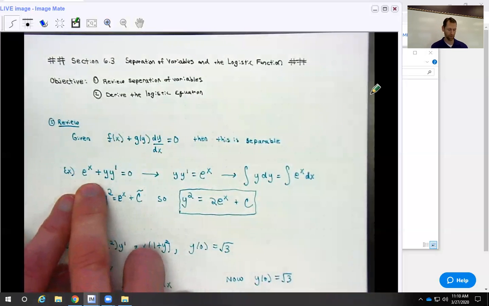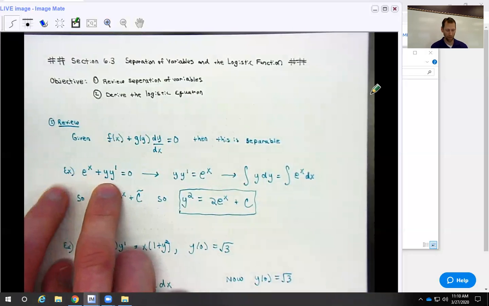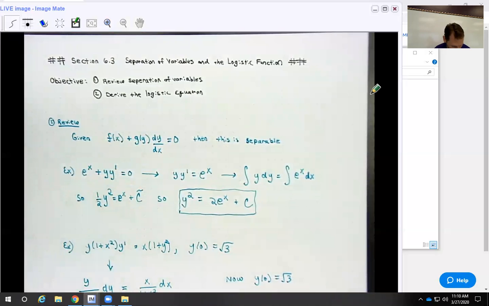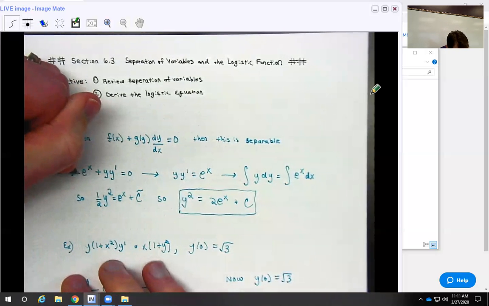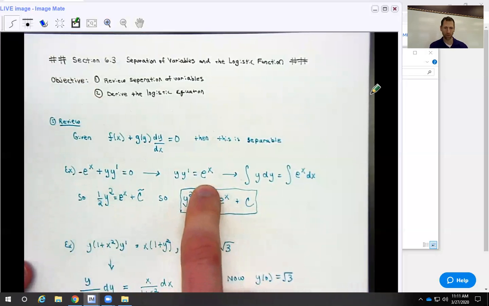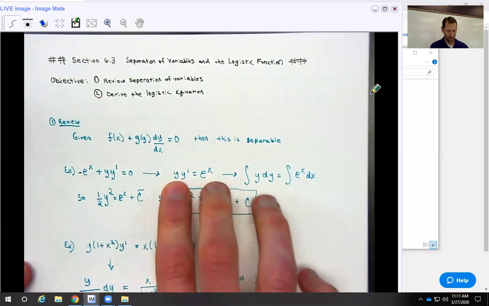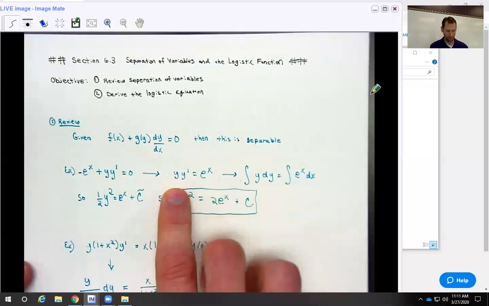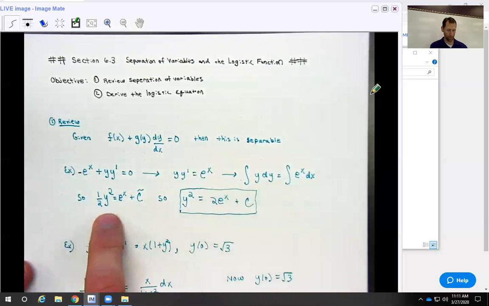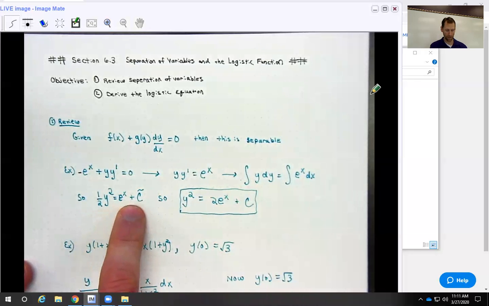So here's an example. Suppose I have e to the x plus y prime equals 0. I can subtract over that e to the x. Oops, I'll make a little tiny change right here. I meant to have a minus e to the x there. So if I add the e to the x over to the right-hand side, I could then integrate both sides, and then by the chain rule, y dy/dx is equal to y dy, and we just get 1/2 y squared equal to e to the x plus some constant.